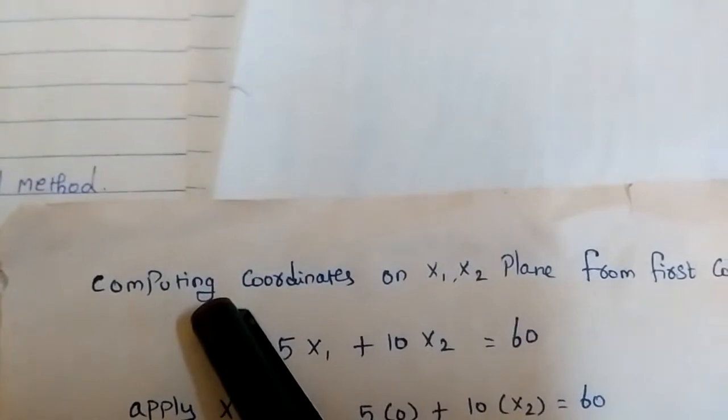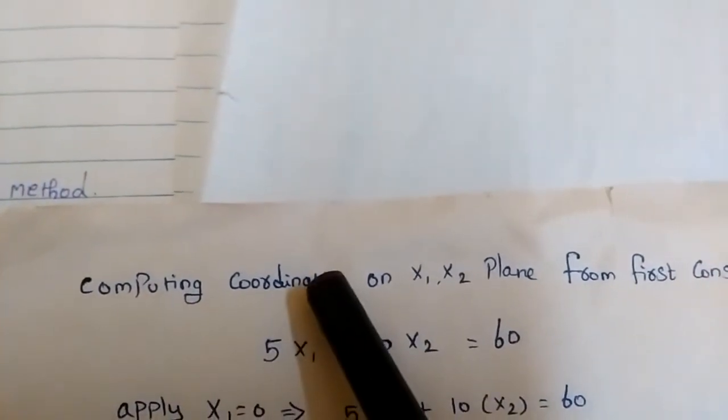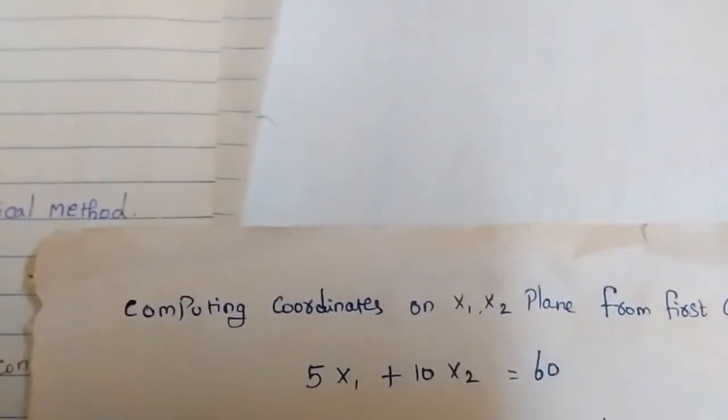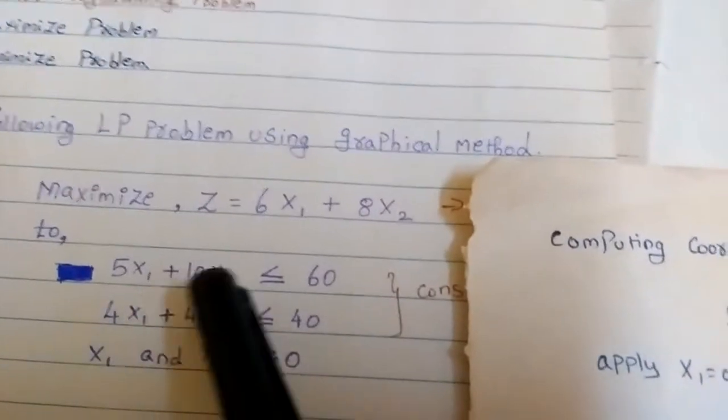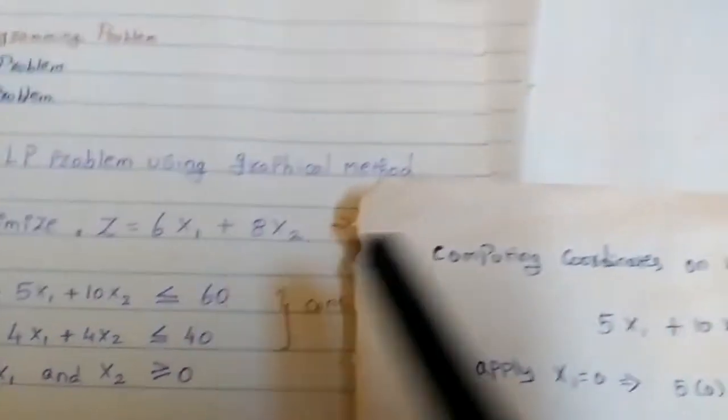So here it is, we are starting the problem. To solve the problem, computing coordinates. The first step is finding coordinates on the x1 x2 plane from the first constraint. What is the first constraint in the problem? 5x1 plus 10x2 less than or equal to 60.